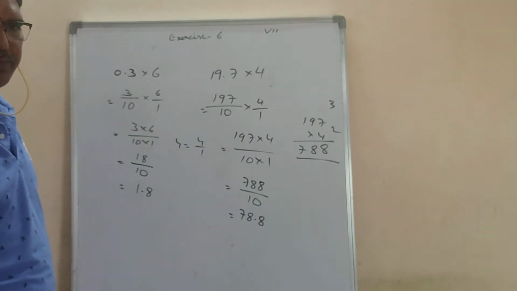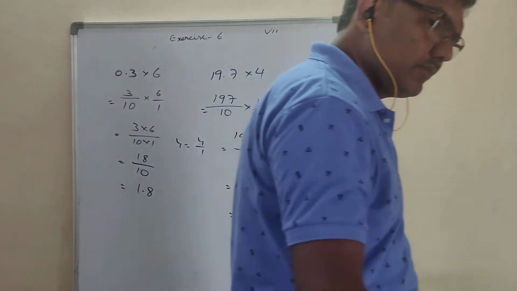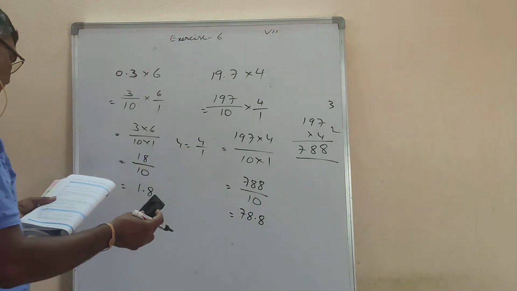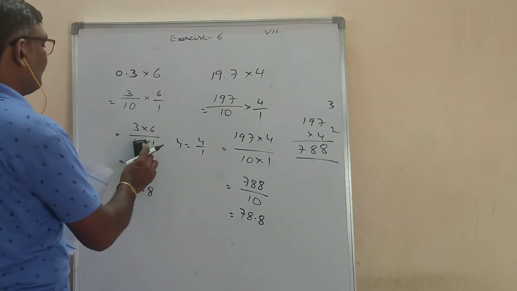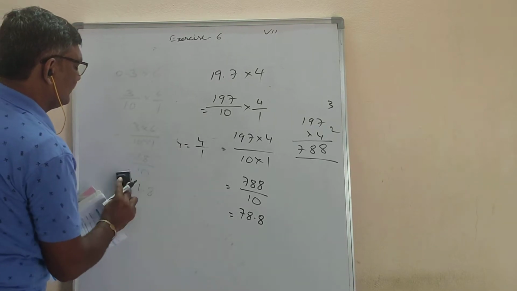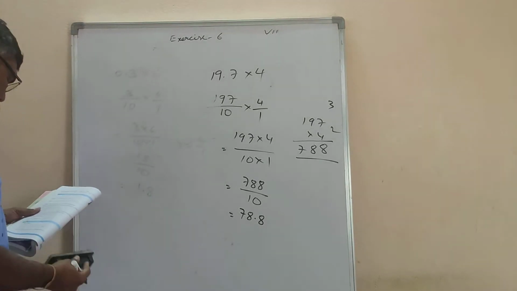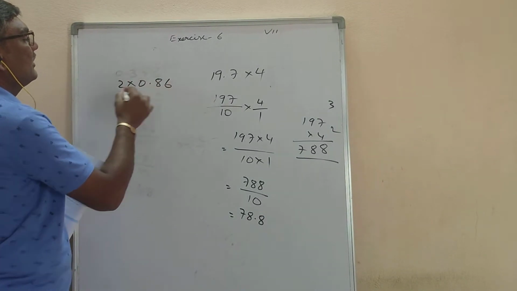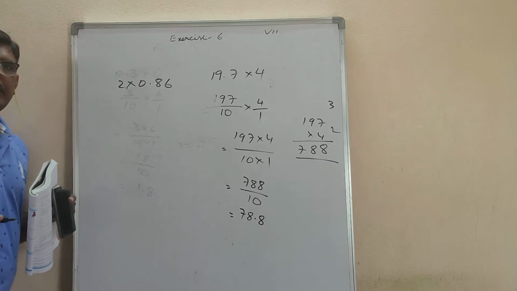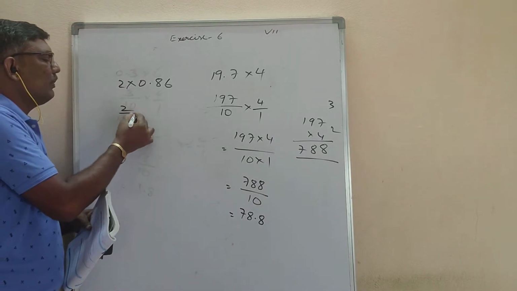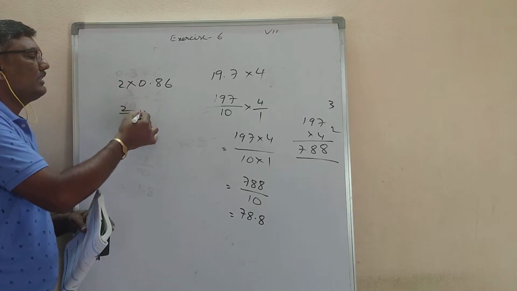Okay. Now you can do the remaining similarly. One more problem I will say to you, that is 2 into 0.86. Easiest way: 2 can be written as 2 by 1, into this, into 0.86 as it is.